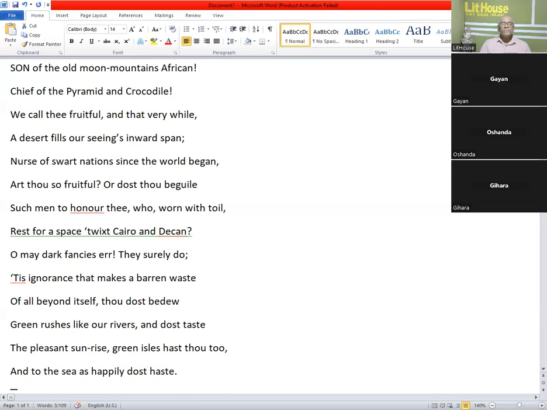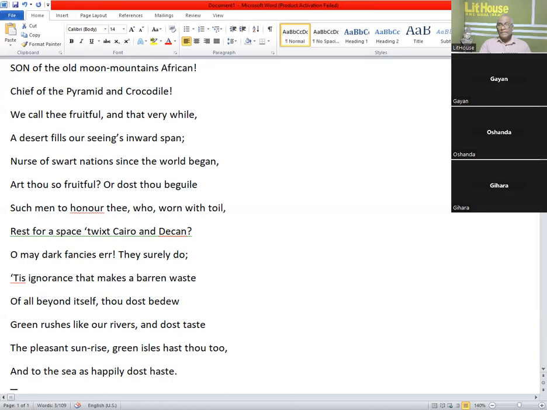They surely do. It is ignorance that makes a barren waste of all beyond itself. Thou dost bedew green rushes like our rivers, and dost taste the pleasant sunrise. Green isles hast thou too, and to the sea as happily dost haste.